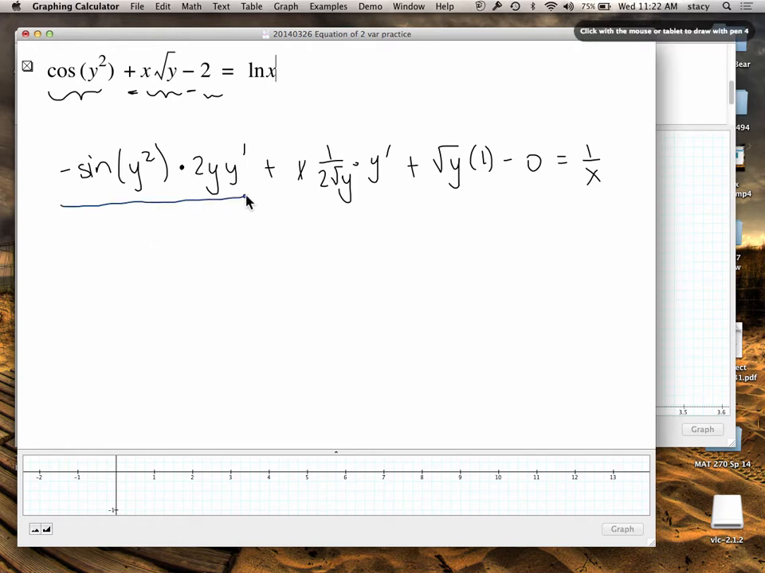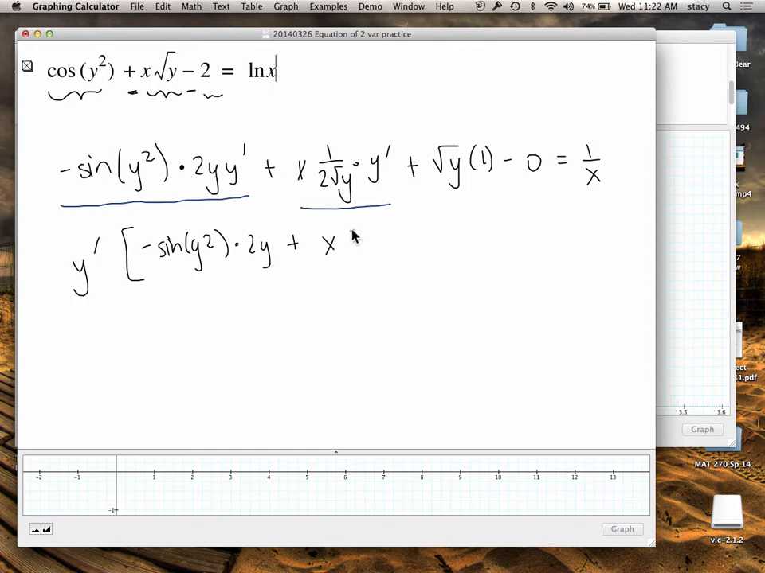Okay, so then notice this term has a y prime and this term has a y prime. So if I'm trying to solve for y prime, I'm going to keep those on the left. And I might as well, since I already know what's going to happen, factor it out. So y prime times negative sine of y squared times 2y plus x over 2 root y. Okay, so I factored out the y prime from those two terms. And I've got 1 over x minus the square root of y. So I brought this to the other side.